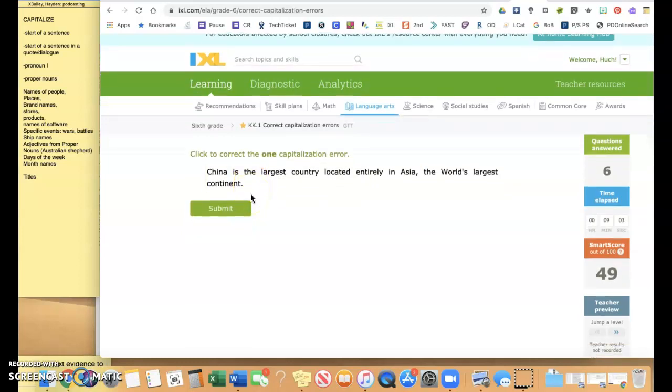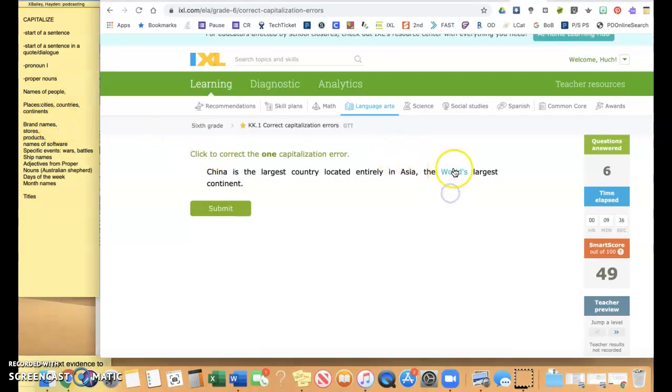One capitalization error. China is the largest country located entirely in Asia, the world's largest continent. So China's capitalized, good, beginning of the sentence, and it's a country. Asia is a continent. So when we think of places, think cities, countries, continents. Here's where it gets kind of tricky, though.